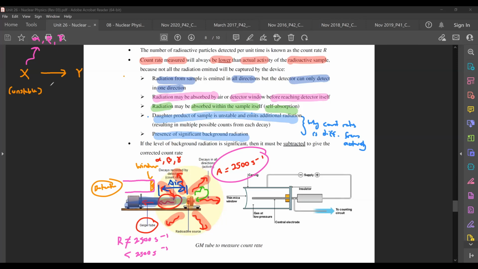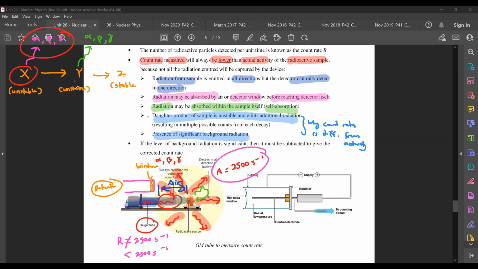So when it decays from X to Y, what if your resulting product is also unstable? Because it's also unstable, this nuclei Y will again try to become more stable. So it will decay again to become nuclei Z, which hopefully is more stable now. But in the process of it changing from Y to Z, it emits its own set of radiation, alpha, beta, and gamma. So when you use your Geiger-Müller tube, you're really only trying to detect the radiation from X.